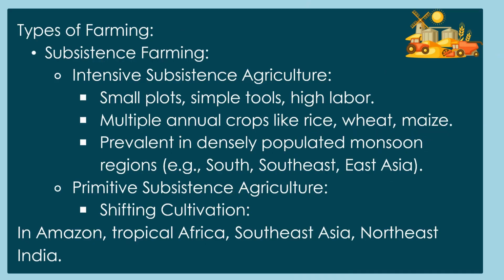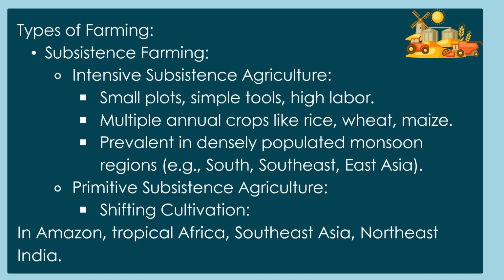Let's go through the types of farming. So the first one is subsistence farming. So what is intensive subsistence agriculture? It includes small plots, simple tools and high labor, multiple annual crops like rice, wheat and maize, and is prevalent in densely populated monsoon regions like South, Southeast and East Asia.